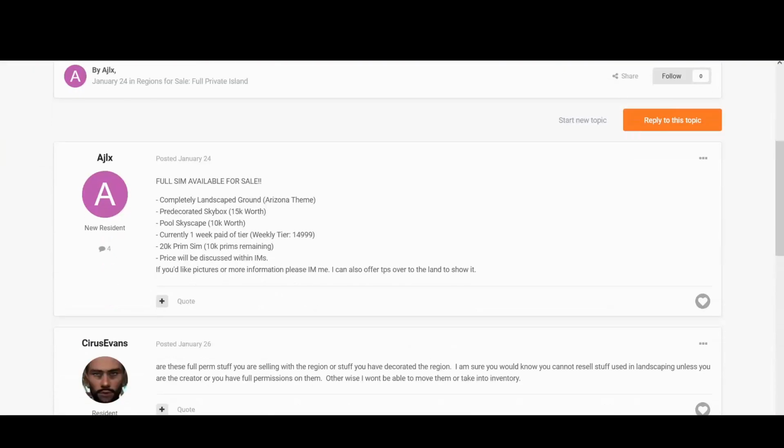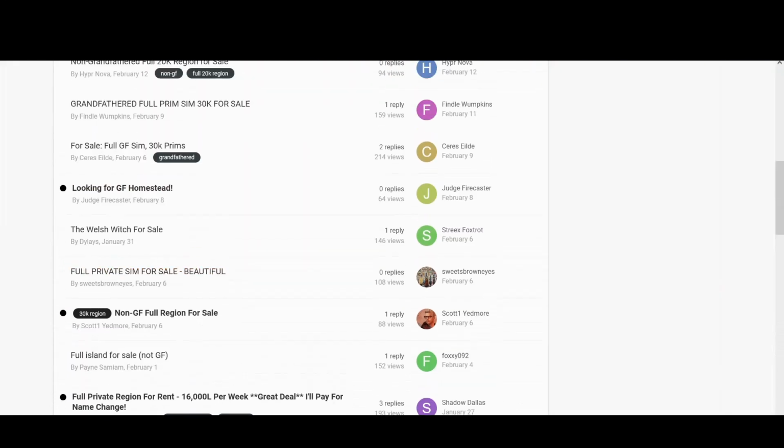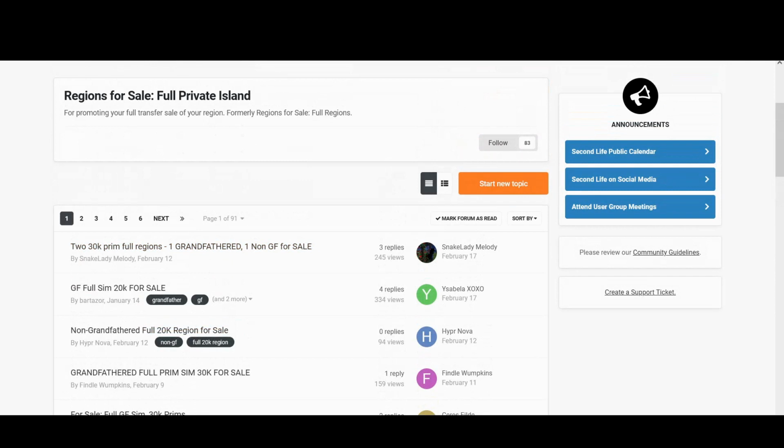So, yeah, there are lots of places, and these pop up quite often. So, just keep your eyes on the forum if you're looking for a deal on getting a full region. Again, if you would like to get a full region the traditional way, it's the same thing.